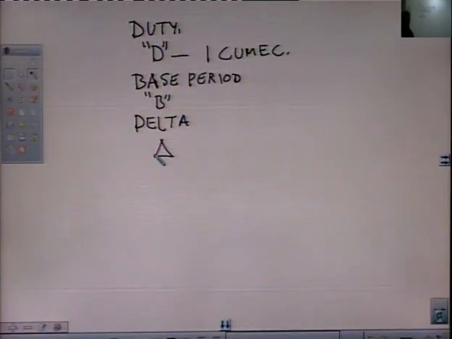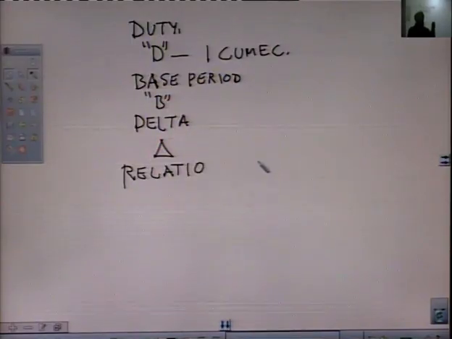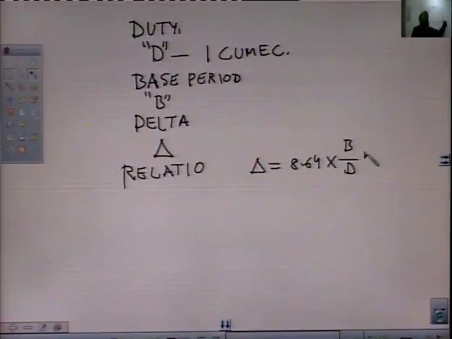Then we are having the relation between delta, base period and duty. A very important relation. We have delta equal to 8.64 multiplied by B upon D meter. This relation.